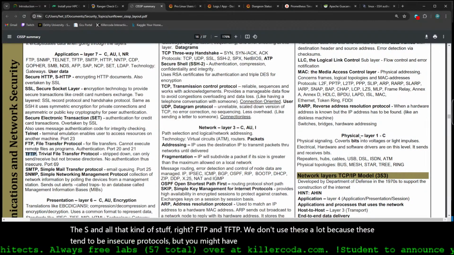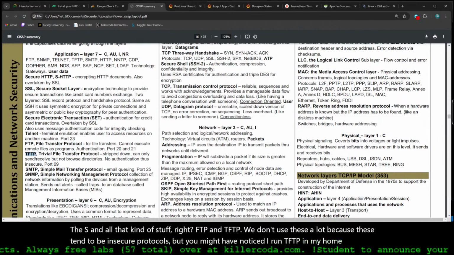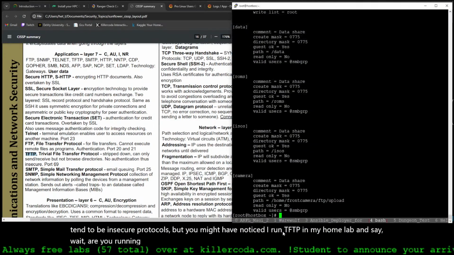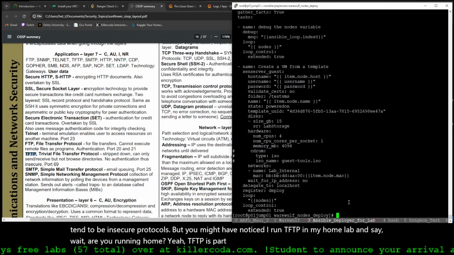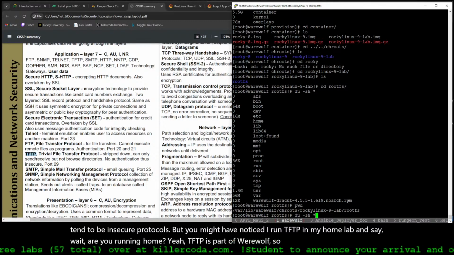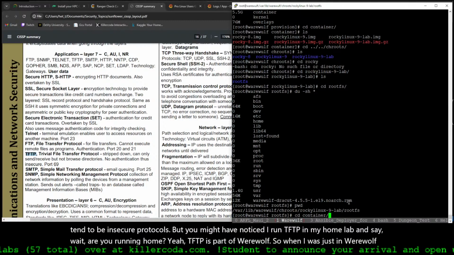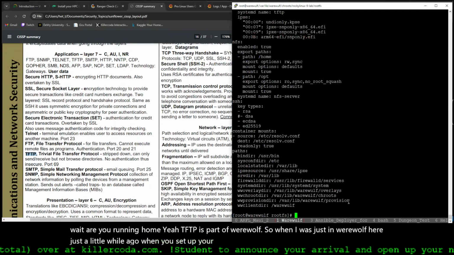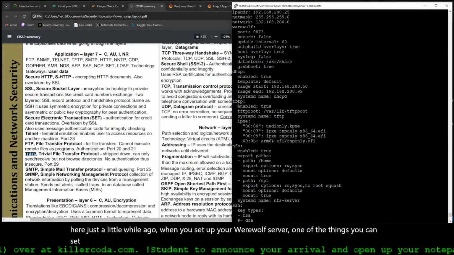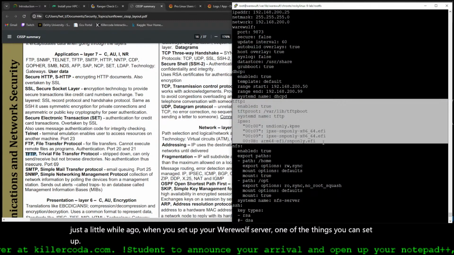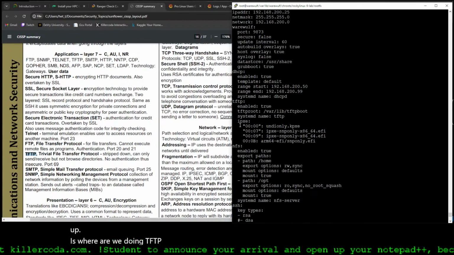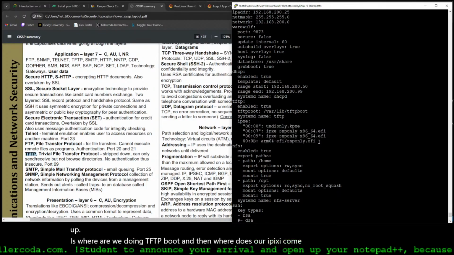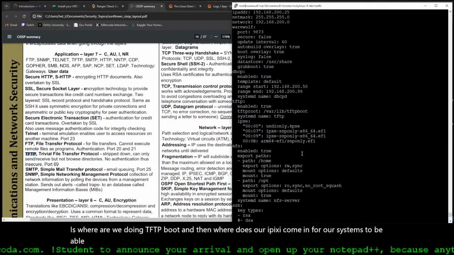noticed I run TFTP in my home lab. And you say, wait, are you running that at home? Yeah, TFTP is part of Warewulf. So when I was just in Warewulf a little while ago, when you set up your Warewulf server, one of the things you can set up is where are we doing TFTP boot? And then where does our iPXE come in for our systems to be able to PXE boot?